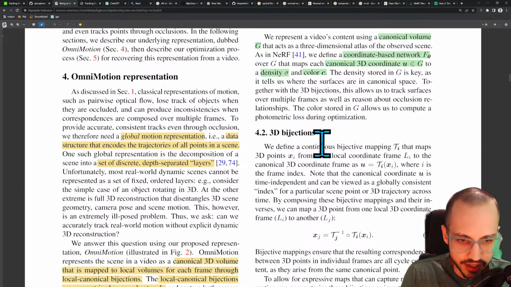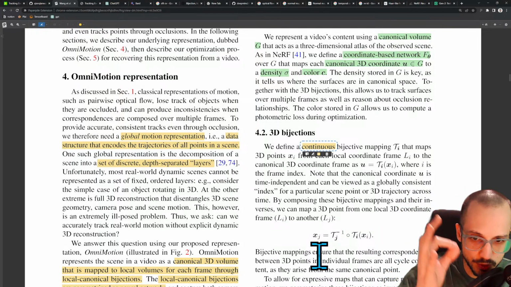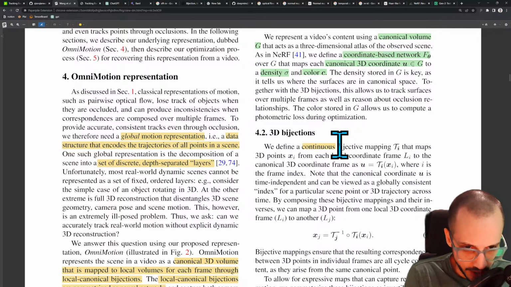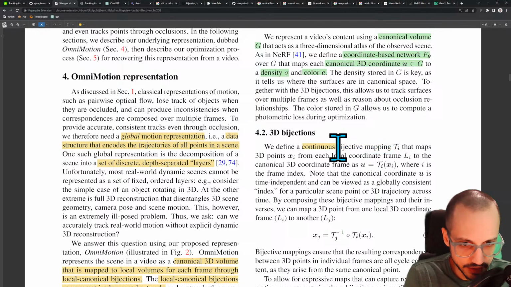Okay, bijections. We define a continuous bijective mapping. So continuous, right, means that it's not discrete. There's no separation. You can basically draw a smooth line from one thing to the next thing. Bijective mapping, again, is a one-to-one mapping from one to another. Actually, let's delete this here just so we can use the right color. Continuous bijective mapping T_i should be green, that maps a 3D point x_i from each local coordinate frame L_i to the canonical 3D coordinate frame U.